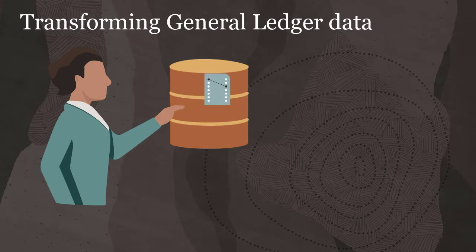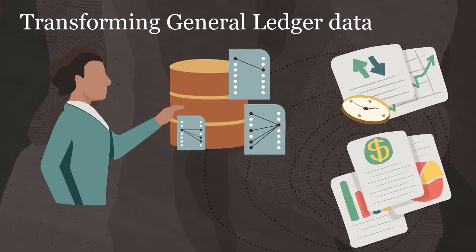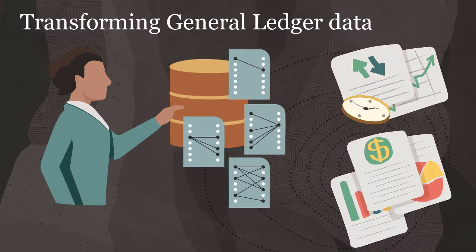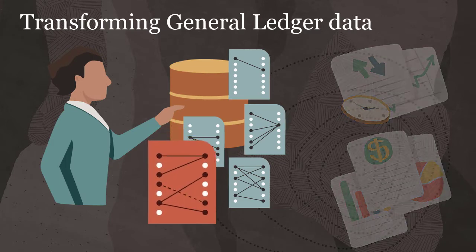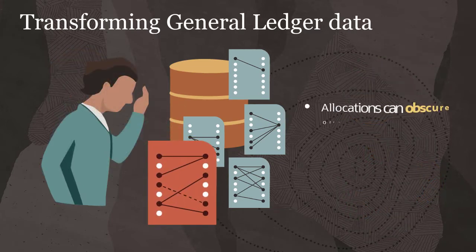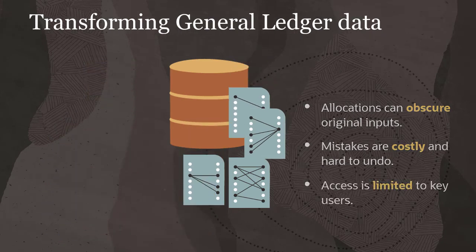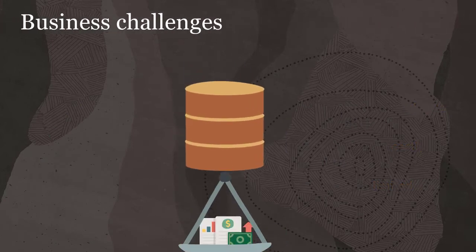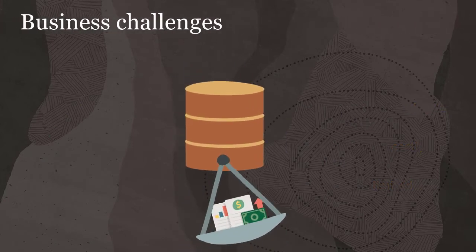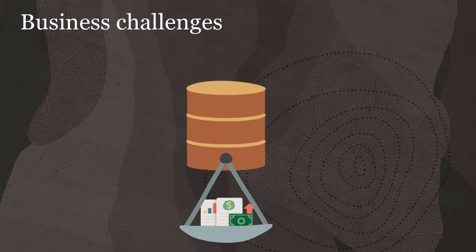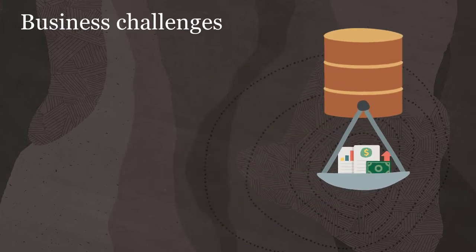Transforming data into useful management reporting data in the general ledger environment can be a risky process. Allocating and transforming data in the general ledger itself can obscure original inputs and provides little in the way of transparency. Mistakes are costly and hard to undo, and access is typically limited to a few key users. And yet, the general ledger is still asked to do a lot of heavy lifting, more than what's required just to close the books. Does any of this sound familiar to you?